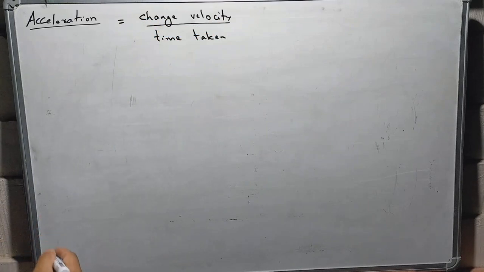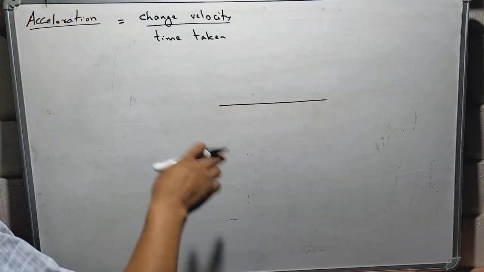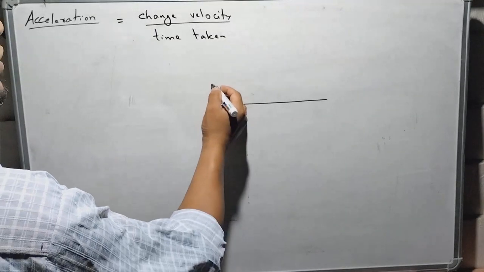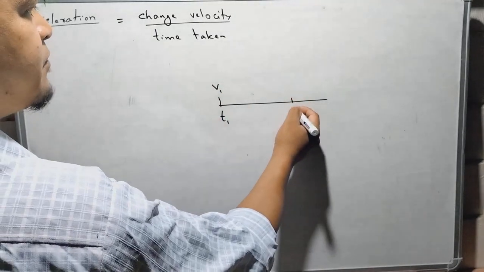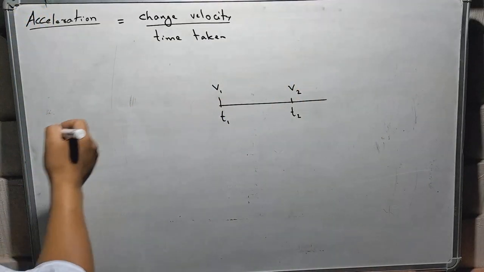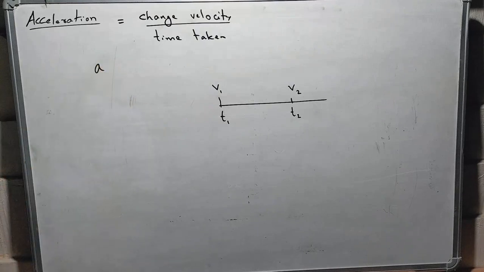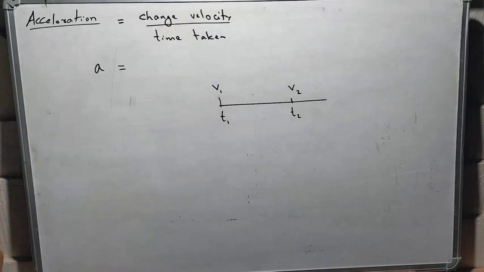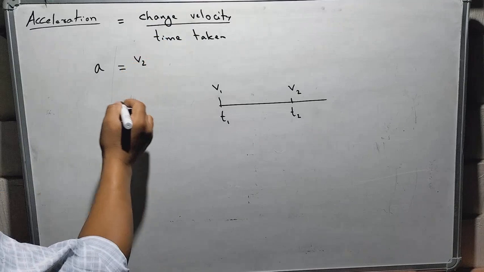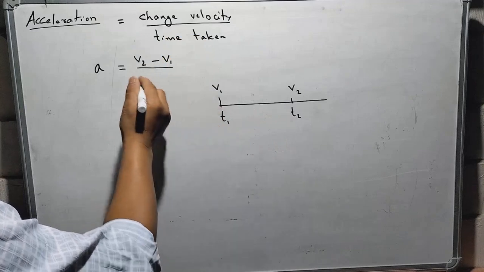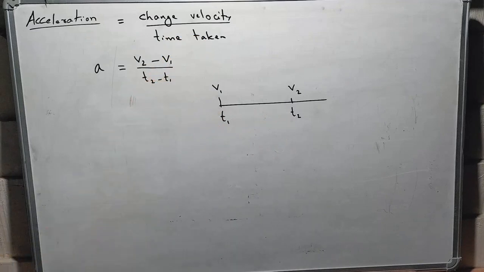Okay, for example, if a car moves on a straight road, let's say at time t1 the velocity of the car is v1, and at time t2 the velocity of the car is v2. Therefore the acceleration of the car, let me write it as small a, which stands for acceleration, is equal to change in velocity, which means final velocity minus initial velocity, divided by the time taken, which means the final time minus initial time. So this is acceleration.